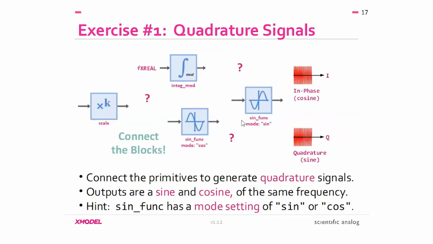Let's reinforce that by taking these same few primitives and wiring them together to generate two quadrature signals, a sine and cosine of the same frequency fxReal. So let's take a few seconds to think about that.